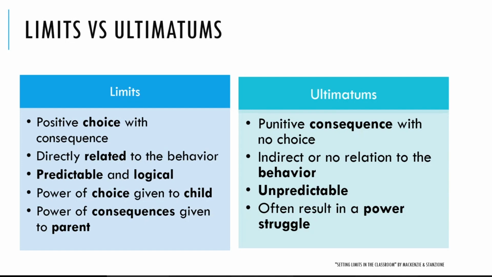We always want to make sure that it is predictable and logical. It's predictable. We know what to expect, and this is the necessary act that should be happening. We love to give choice. The power of choice given to a child makes it so much easier. When you give them a choice and they make that decision, they have to live with that decision. They have to live with that consequence that's going to be given by you as the parent.